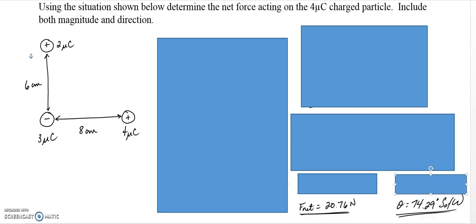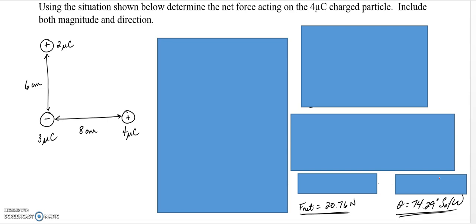All right, so there's your answer. The magnitude of the force is 20.76 newtons, and the direction of the force is 74.29 degrees south of west. All right. So let's see how we arrived at this. So if you got it, awesome. If not, let's talk about it.